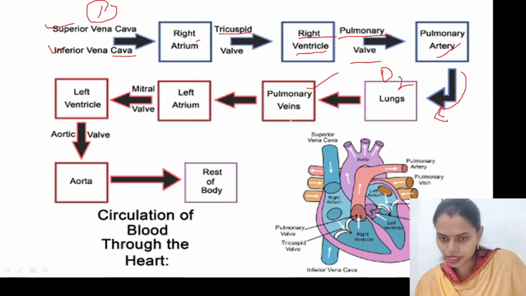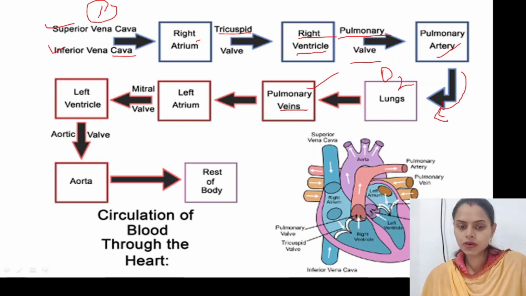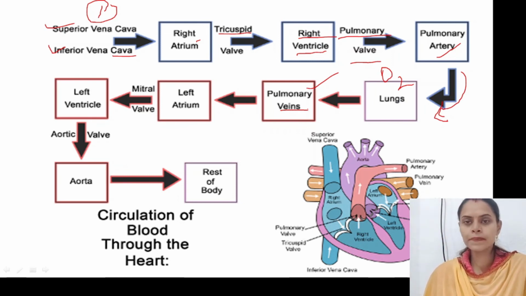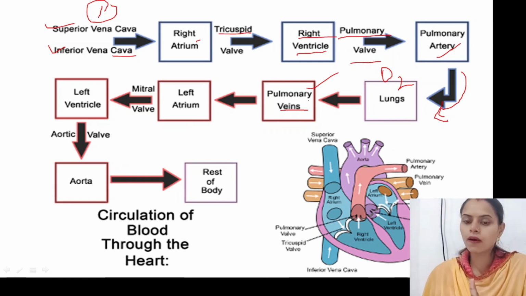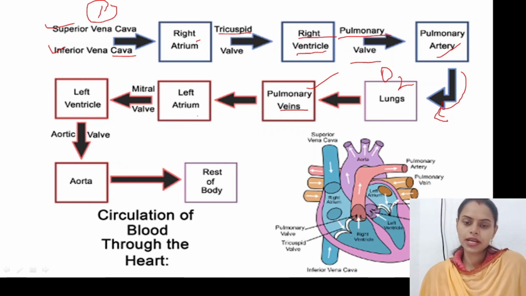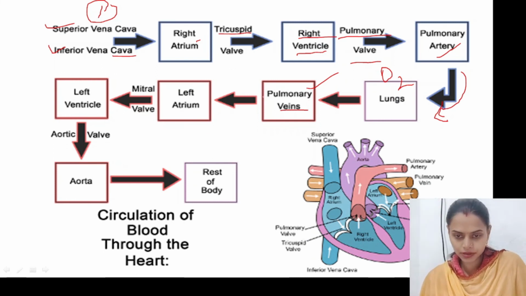Then from the lungs, the pulmonary vein collects the oxygenated blood. This is also an exception. Pulmonary veins are exceptions because all the other veins contain deoxygenated blood, but this is the only vein which contains oxygenated blood, and it will carry the blood towards the left atrium.